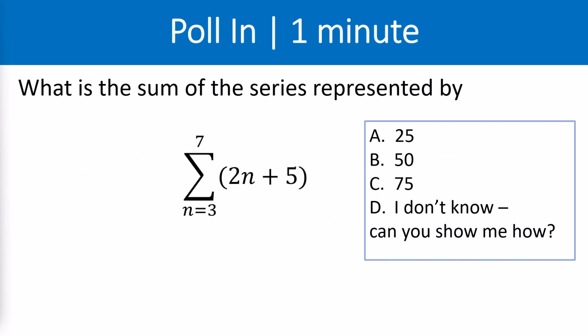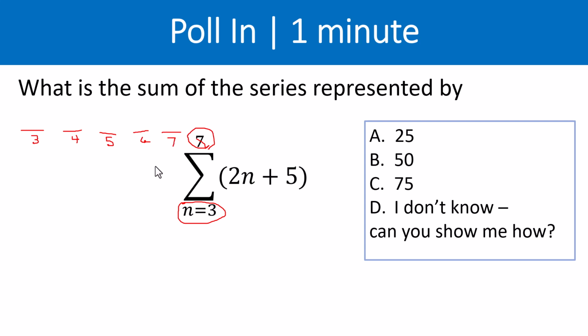Okay. Now we're adding the sum of the series represented by this notation. Let's start off and break that apart. We're going to start with the 3rd term, and we're going to go up to the 7th term. So how many terms will we have? 3rd term, 4th term, 5th term, 6th term, and 7th term.